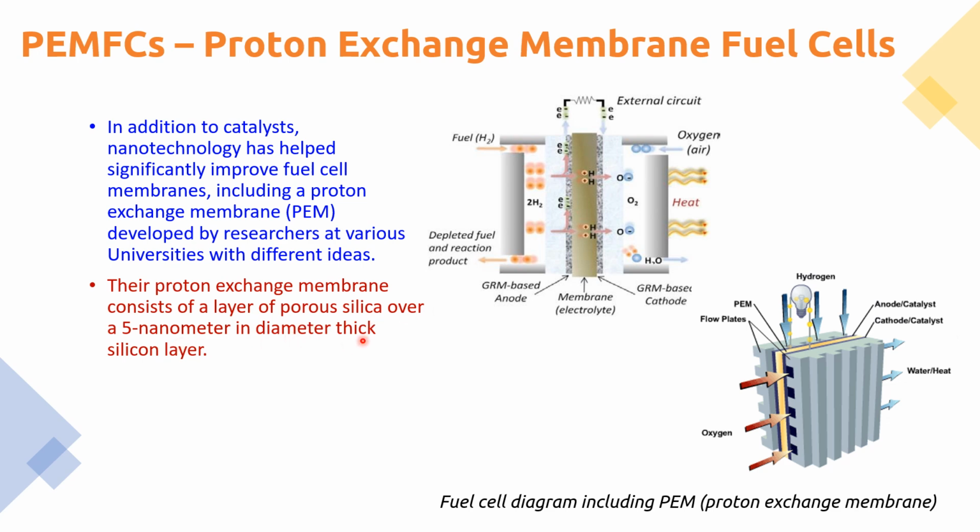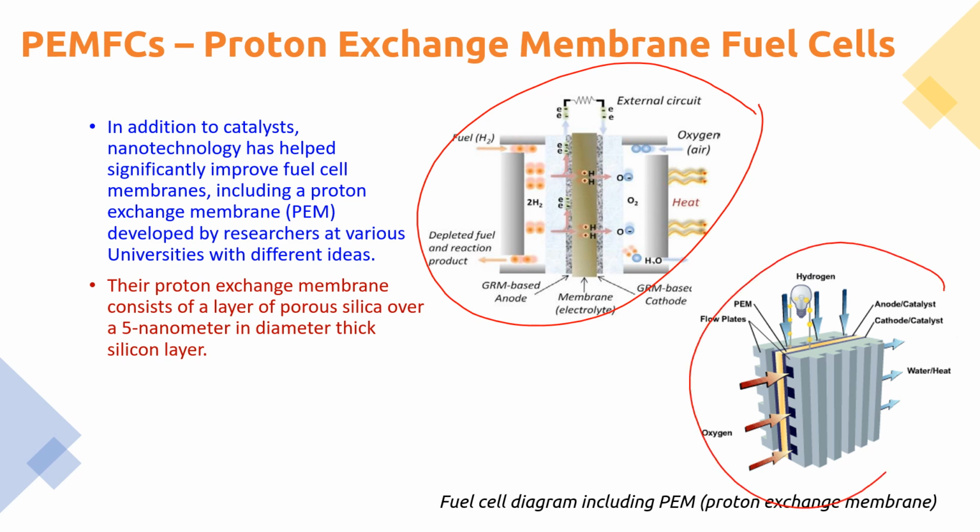thick silicon. As we can see in the graph, there are two different sets of graphs here. One is the external circuit, and another one is another form of the circuits. What we can see is the fuel cell. We are talking about hydrogen as the fuel, H2, and oxygen from the air.